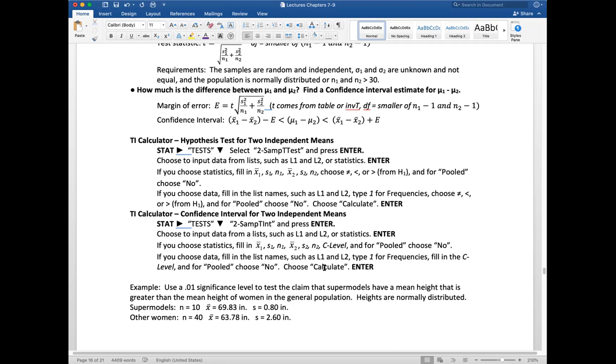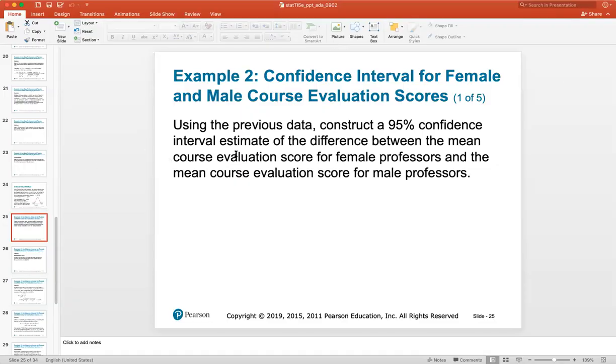Now let's see the data we have seen in example 1 to figure out the confidence interval. Example 2: confidence interval for female and male course evaluation scores. Using the previous data, construct a 95% confidence interval. So the confidence level is 95%, right?